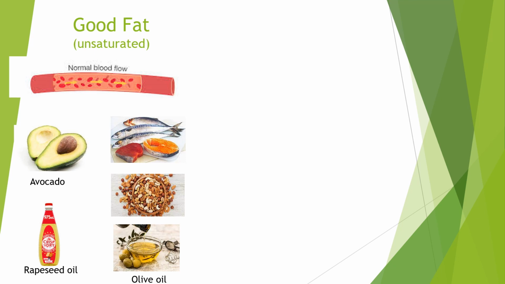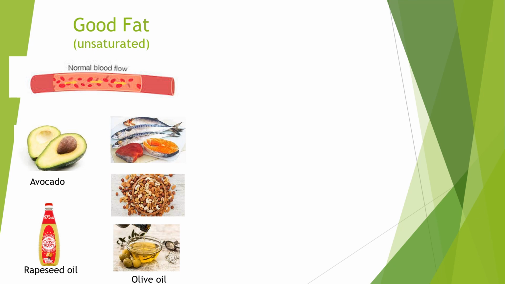So let's talk about the types of fats that are there. So we've got good and we've got bad fat, and the good fat is the one that just allows things to flow smoothly. You can eat them, and things can still work just as fine. And that fat is called unsaturated. Don't worry about the name, but I want you to remember that good fat is the one that just maintains the normal blood flow.